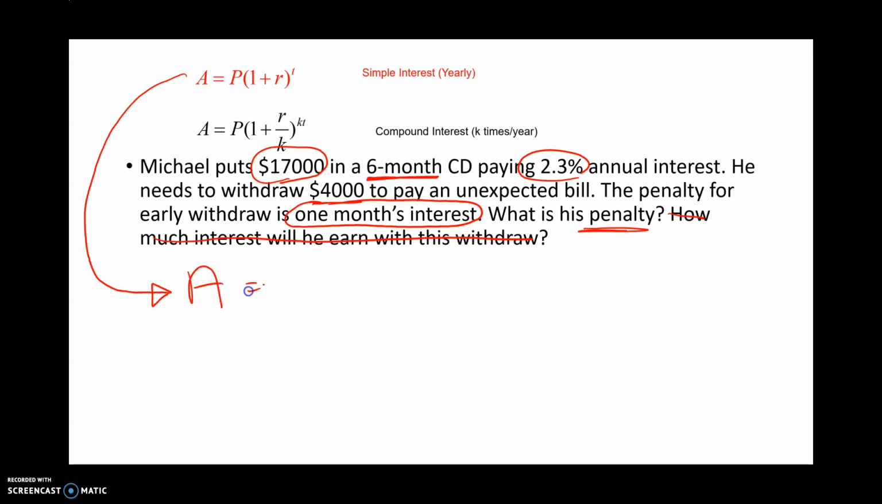What would he have in his account if he left it? 1 plus the rate, now, raised to the t. So it's 6 months. T is in years, isn't it? So we're going to raise this to the 1/2, 6 out of 12 months. All right, let's see what would be in his account if he left it.